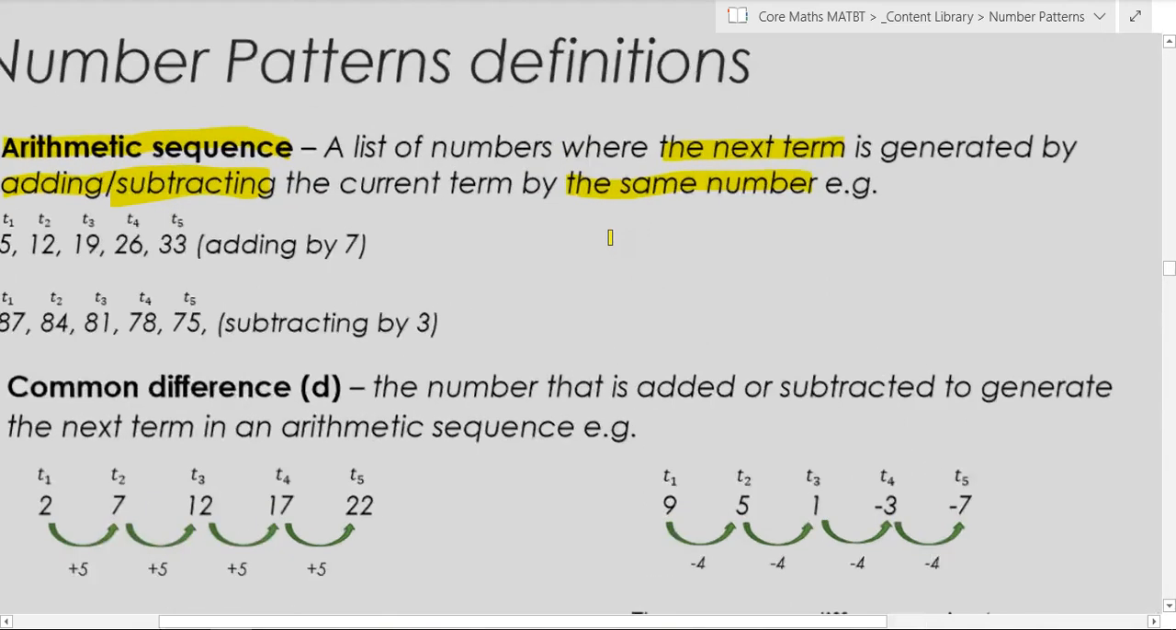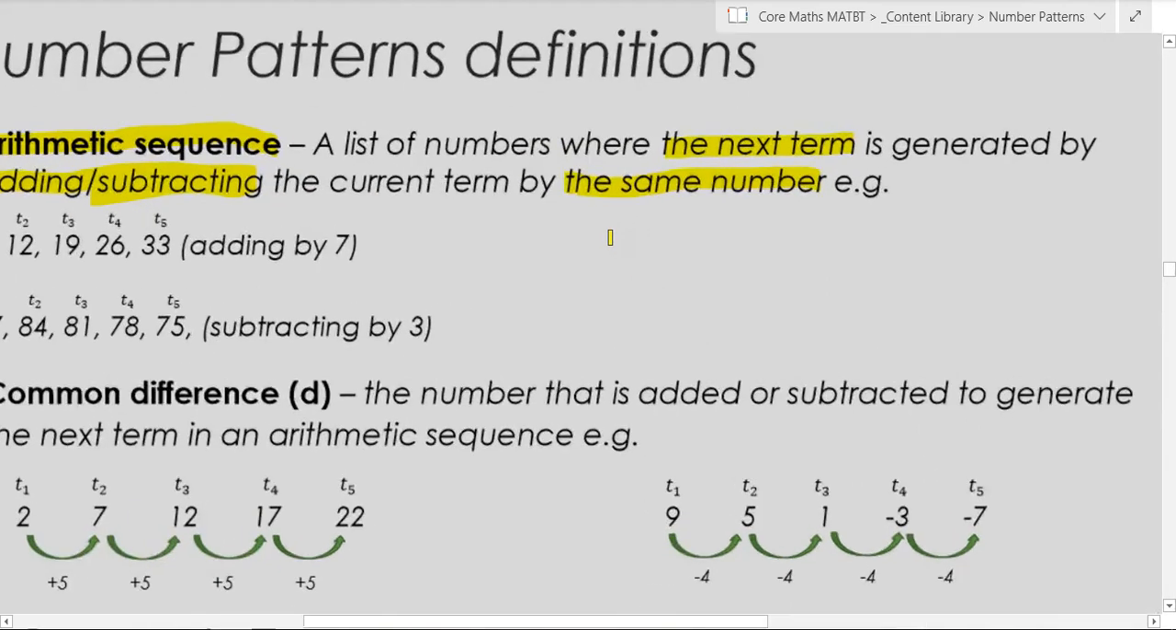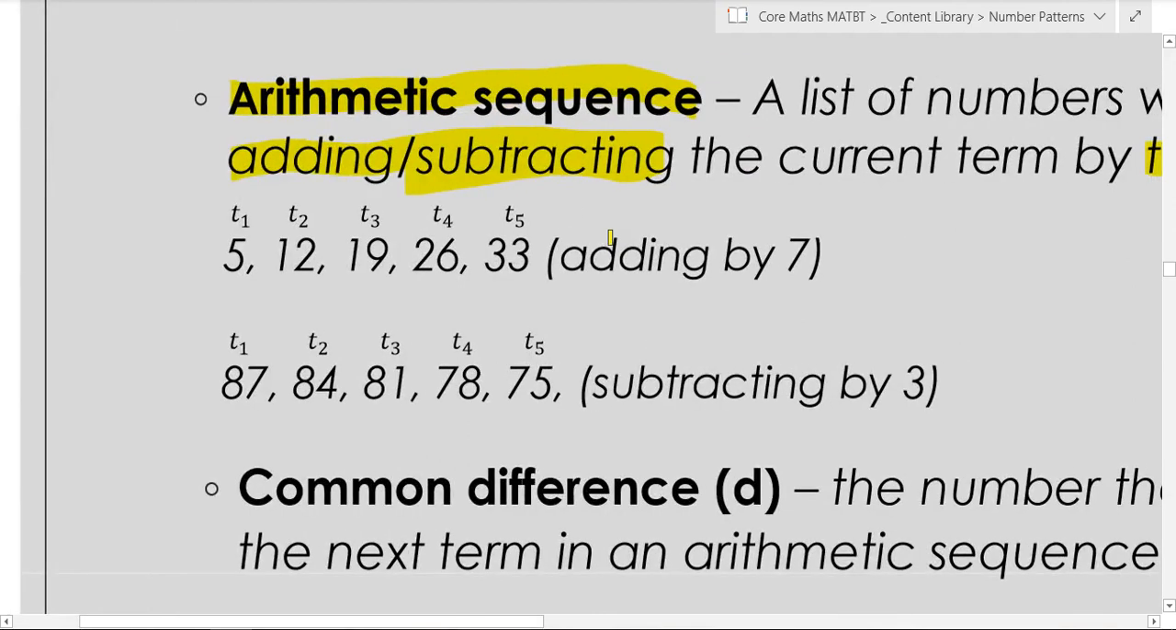For example, in this sequence, I can see that the first number is 5, then the second term is 12, then 19, 26, 33. So the sequence here is adding by 7. And it's arithmetic because it's adding by the same amount each time. It has to be adding or subtracting by the same amount.